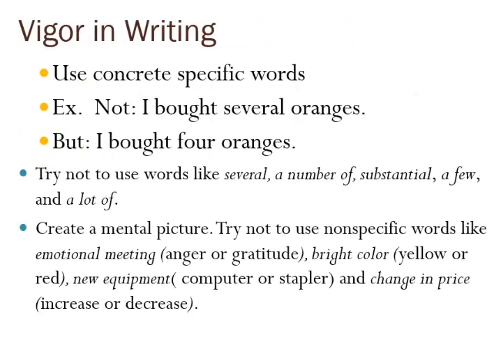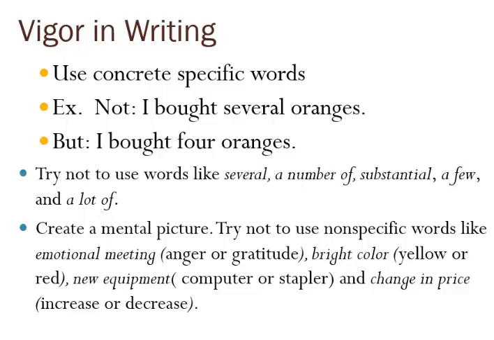Vigor in writing means powerful, means being direct. "I bought 4 oranges" rather than "I bought several oranges" is more direct. It gives the reader a more precise bit of information. Try not to use words that are vague. You may use them. There's nothing inherently wrong with using these words when you have no choice. But if you're using these words, think to yourself, is there any way that I can be more specific? If I say several, a number, substantial, a few, a lot, is there any way I can quantify it?